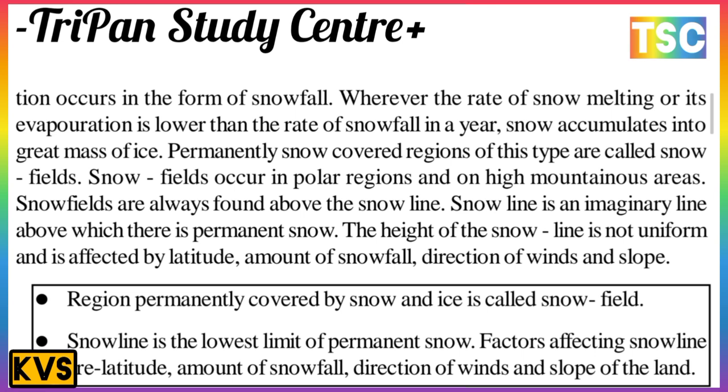That is the most important here. A region permanently covered by snow and ice is called a snowfield. This is the most important point here. The snow line is the lowest limit of the permanent snow, and the factors affecting the snow line's altitude are the amount of snowfall, direction of wind and slope of the land. This is most important.